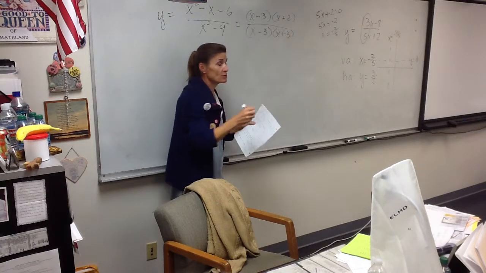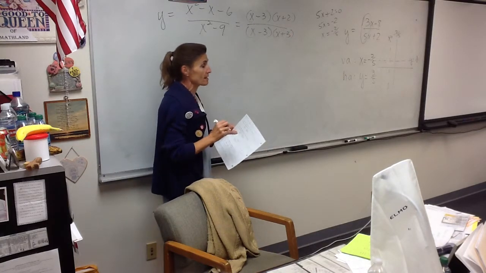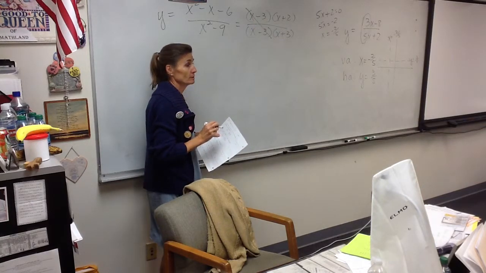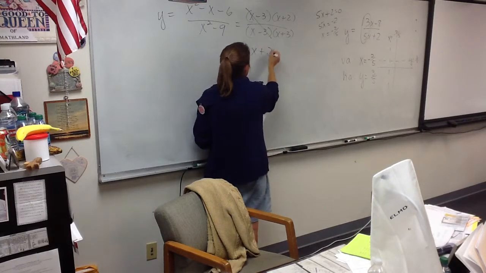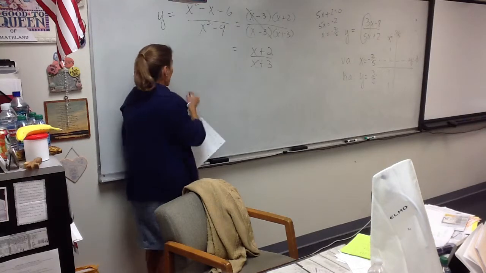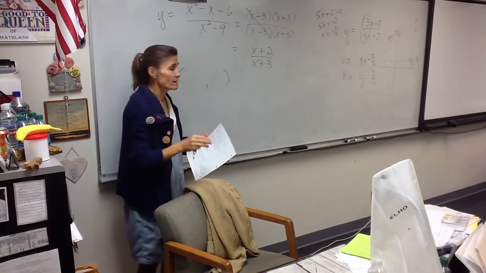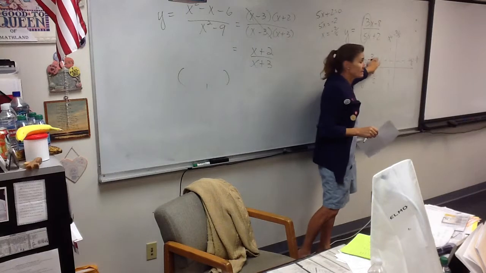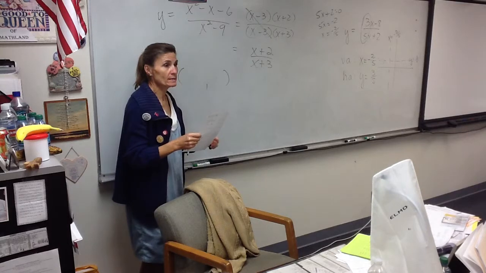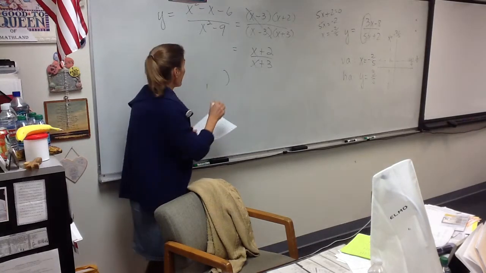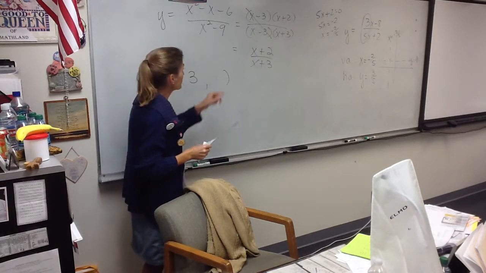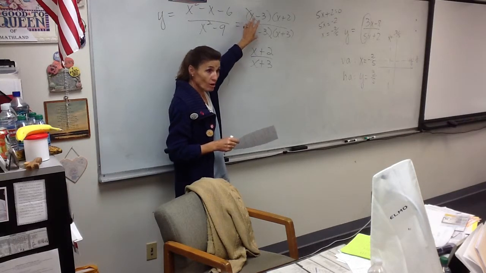And what's going to happen to create a removable discontinuity? You're going to be able to cancel, right? And the problem then becomes this. After you cancel, now where's the hole going to be? The hole is a point. The asymptotes are lines. The hole is a point. Where is that hole going to be? Where x is 3. Why is it where x is 3? Because 3 is what? Crossed out.